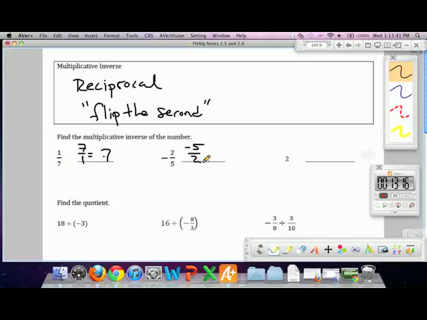Never heard that. Flip the second guy and multiply. That's okay. Never heard that. Yeah. How did you... Flip the second guy and then multiply. You get out. Sure. That's good.